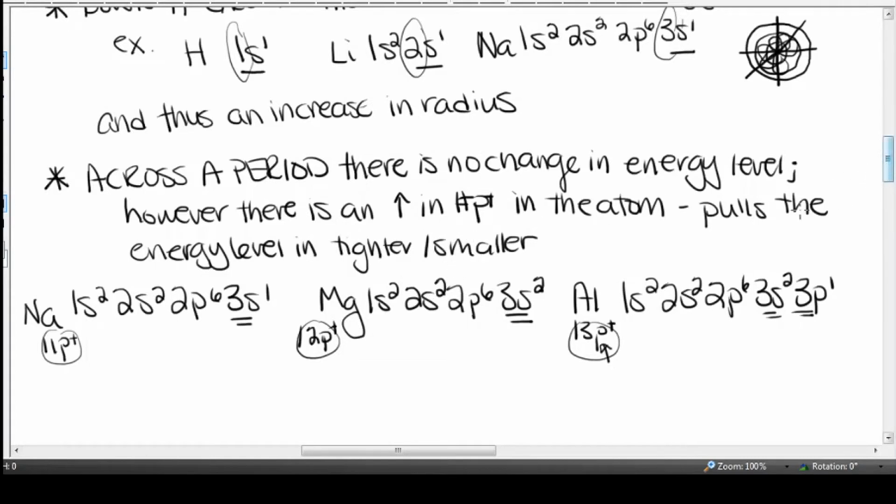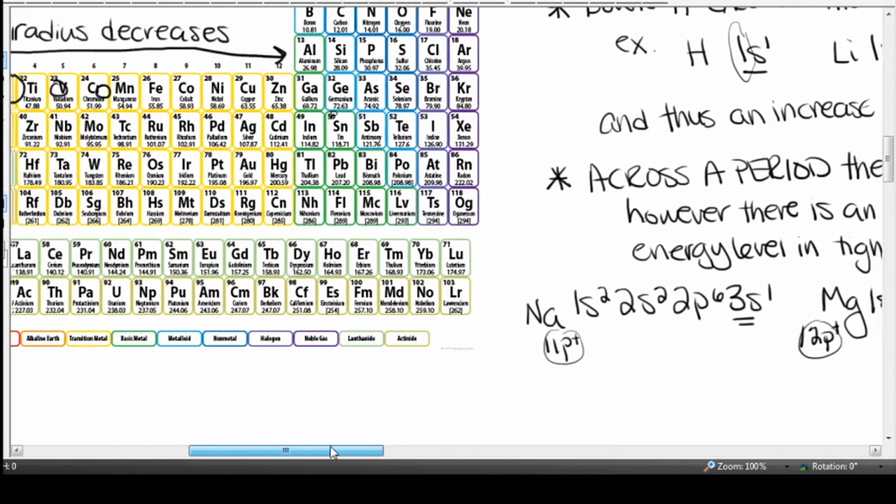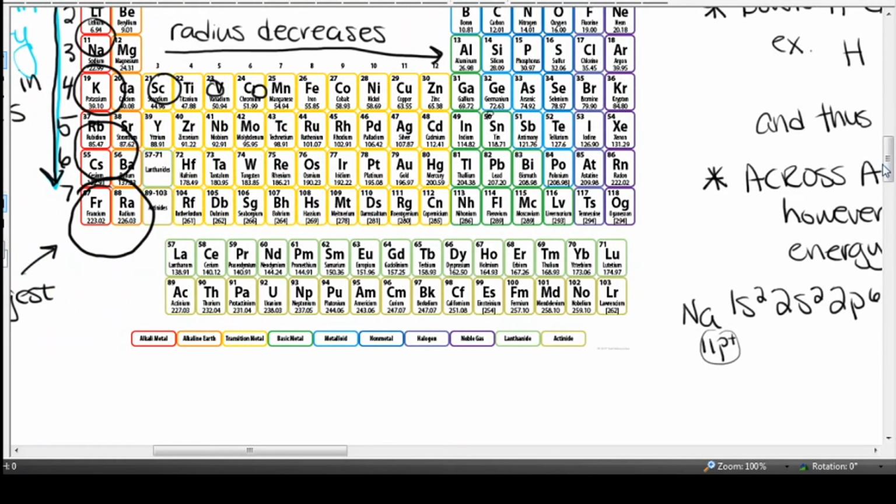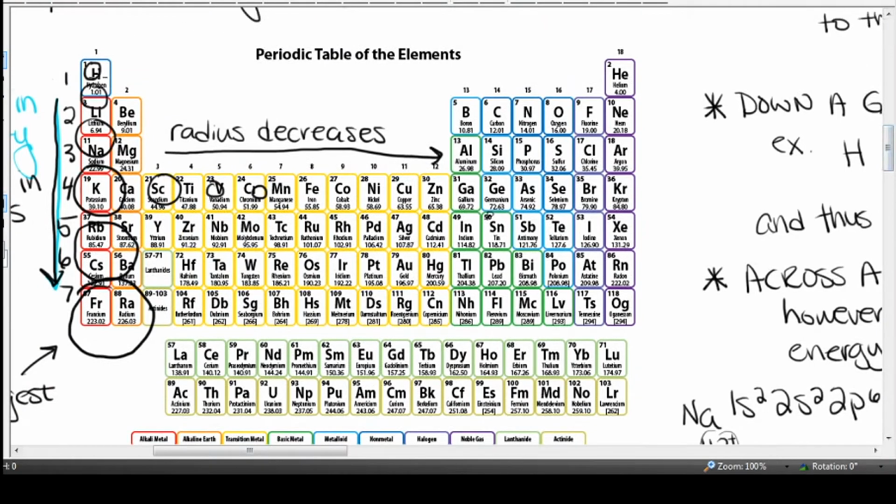Now, you might notice that when we go down a group, there is also an increase in the number of protons. So hydrogen has 1, and lithium has 3, and sodium has 11. We're getting an increase in protons going down a group as well. So you might think that increase in protons going down a group will pull the radius in tighter, just like it does across a period. But it doesn't. And that's because of something called shielding.